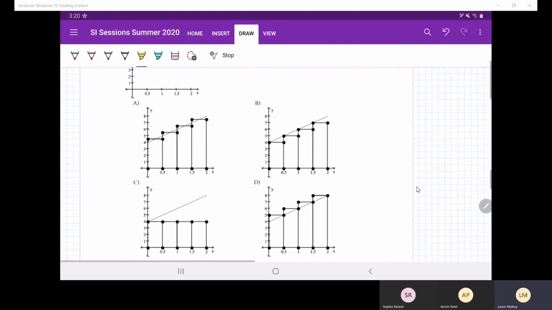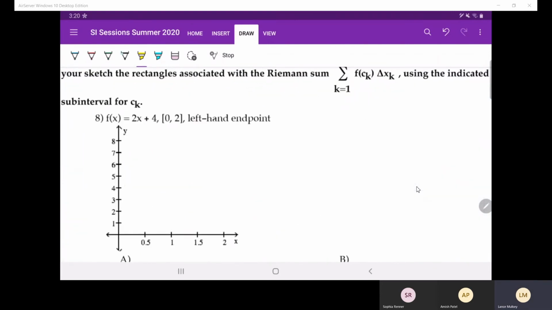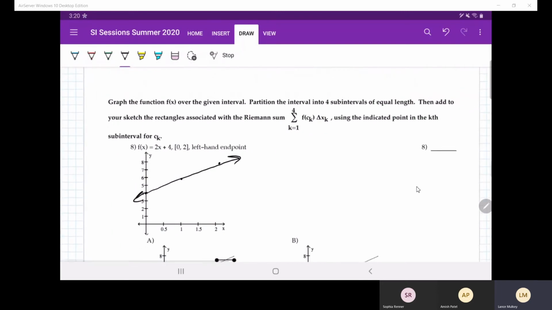Okay, so you don't need to find anything. So 2x plus 4. Let's graph the linear. Go throw it back to 8th grade. Booyah. From 0 to 2. And left. How many rectangles? 4 subintervals. So it already gives you these. And once you use the left endpoint, sweet.